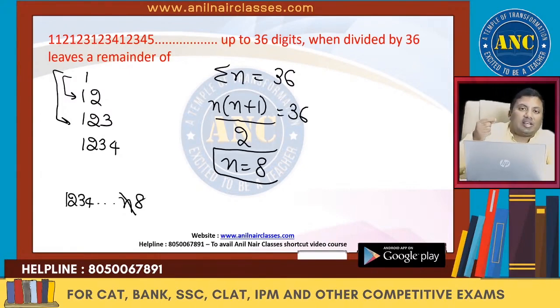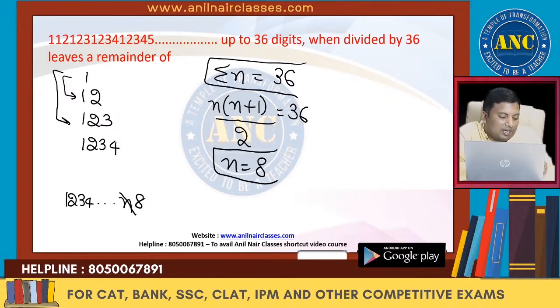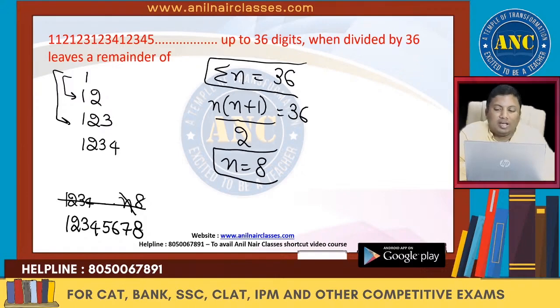I hope the idea is clear. The first number is 1, the second number is 1, 2. The second number ends with 2, the third number ends with 3, and the nth number will end with 8. 1, 1, 2, 1, 2, 3, 1, 2, 3, 4, and so on up to 8. So the first two numbers give 1 plus 2, the first three numbers give 1 plus 2 plus 3, and the summation of n is 36, with n equal to 8. So the last number, I will write it again, is 1, 2, 3, 4, 5, 6, 7, 8. This is the last number.